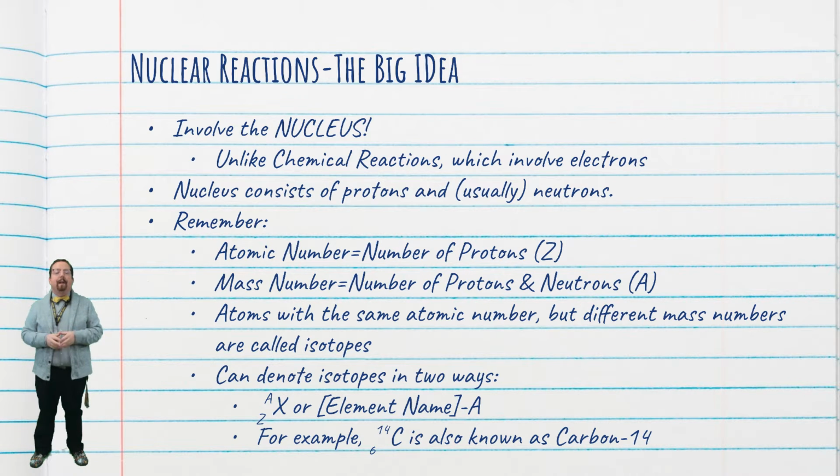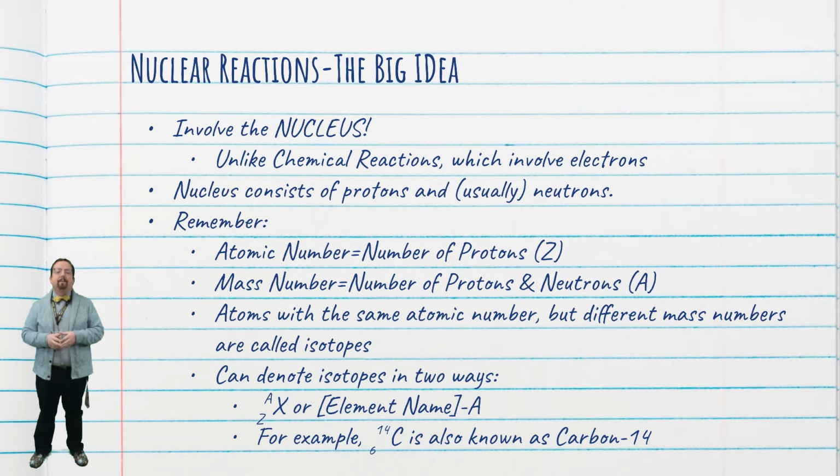This is different than when atoms bond together in chemical reactions, as those involve only the valence electrons, which we'll learn about soon. Nuclear reactions involve all sorts of other particles, including the two you already know exist in the nucleus, the proton and the neutron.